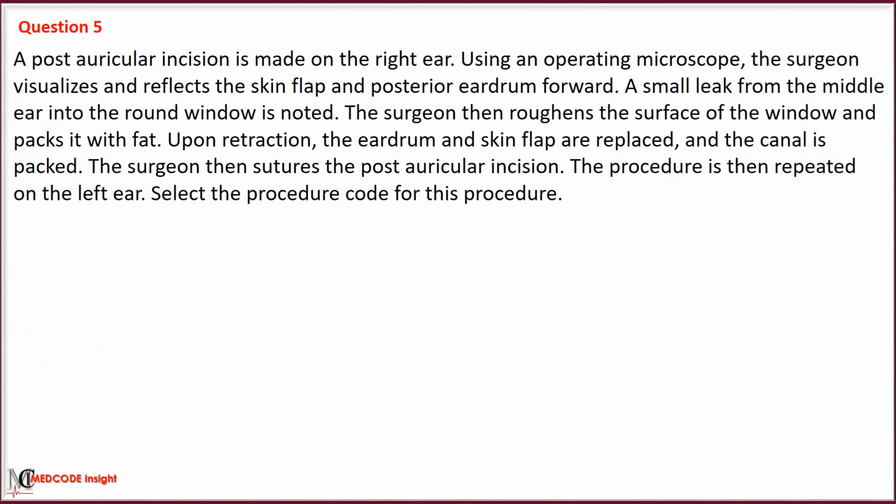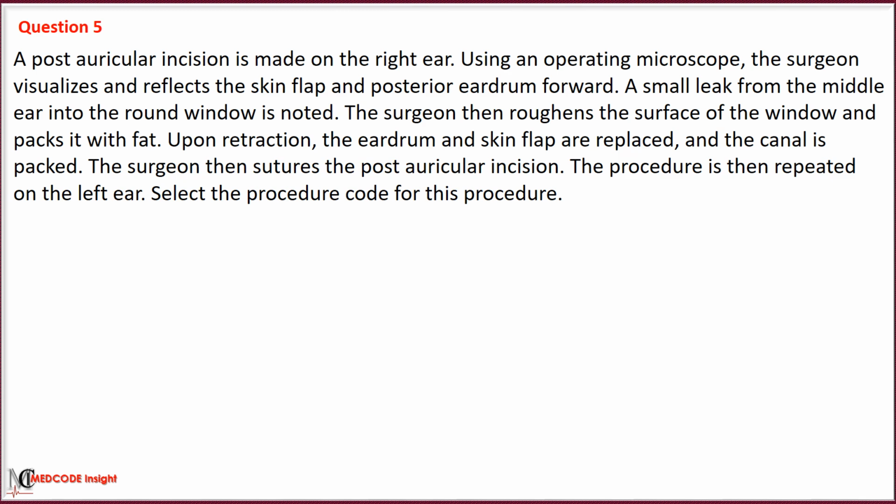A post-auricular incision is made on the right ear. Using an operating microscope, the surgeon visualizes and reflects the skin flap and posterior eardrum forward. A small leak from the middle ear into the round window is noted. The surgeon then roughens the surface of the window and packs it with fat. Upon retraction, the eardrum and the skin flap are replaced and the canal is packed. The surgeon then sutures the post-auricular incision. The procedure is then repeated on the left ear.